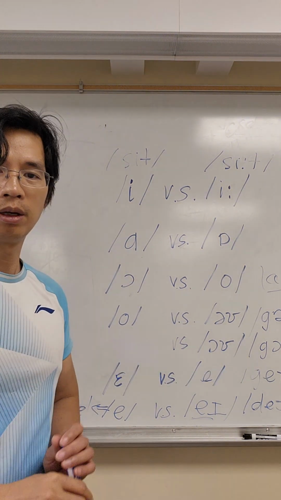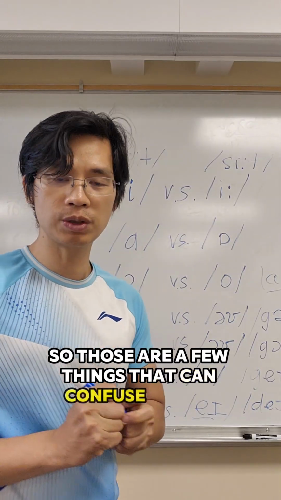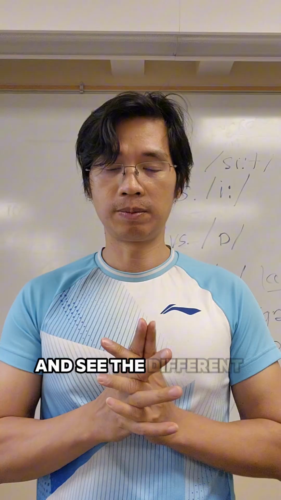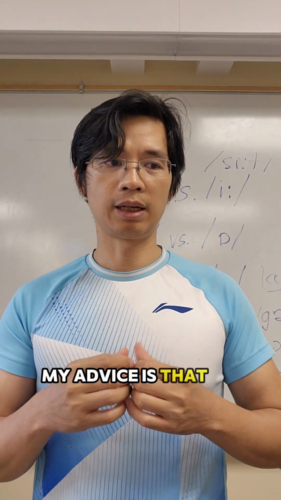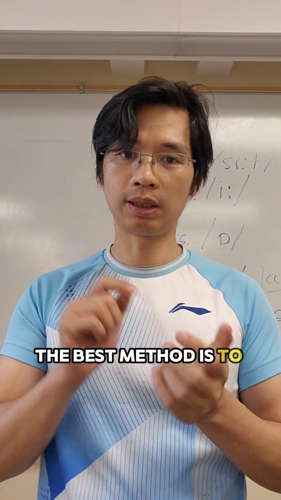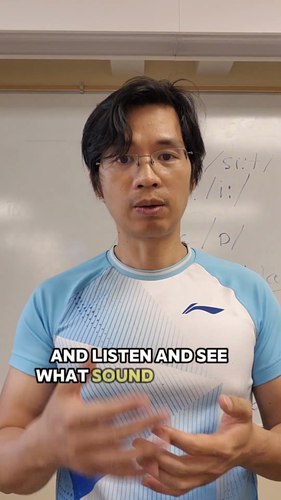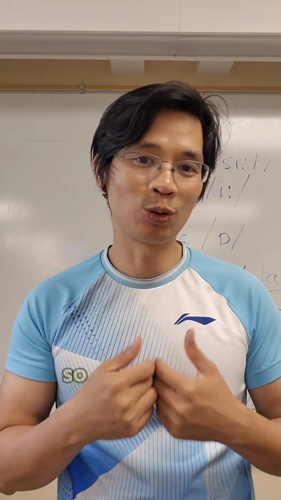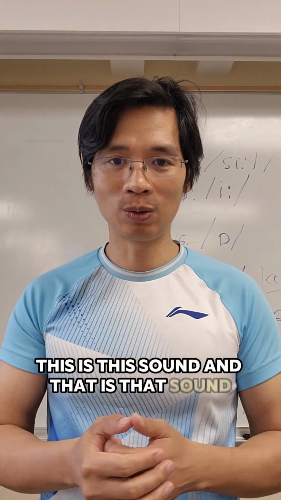Okay, so those are a few things that can confuse people when you read the dictionary and see the different transcriptions. My advice is that if you're using an online dictionary, the best method is to click on the microphone, listen to what sound they're pronouncing, and try to imitate that. So you know, okay, this is this sound and that is that sound.